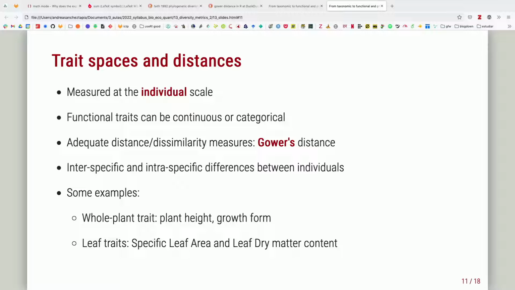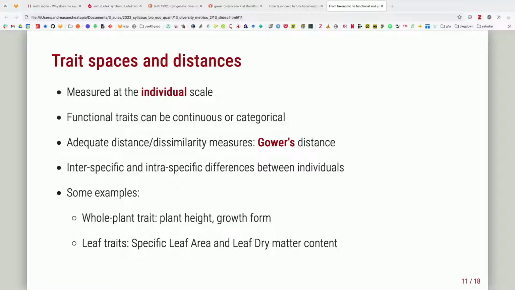So one of the most used dissimilarity indices is the Gower distance, which can deal with binary data, ordinal data, categorical and ordered, and continuous data. And it will deal correctly with different scales of the variables, because you cannot compare height in centimeters with number of seeds and assume that the numbers are the same. You just have to scale things.